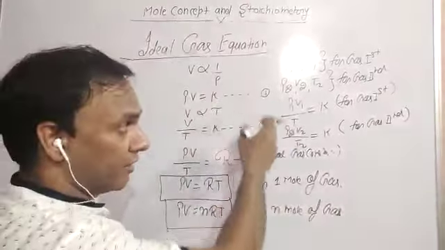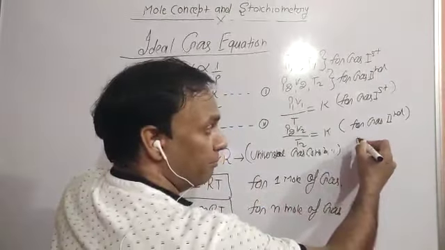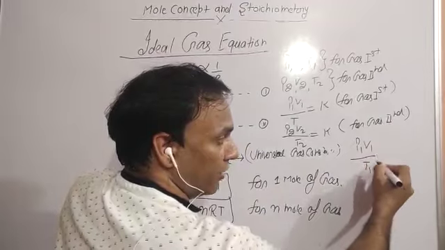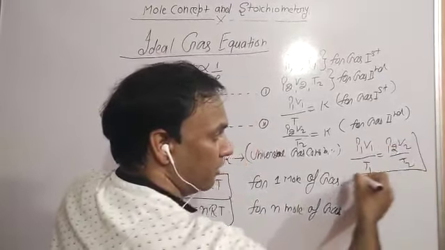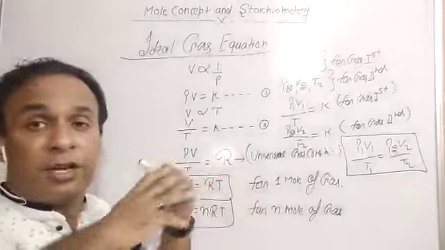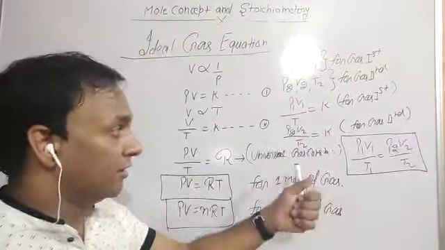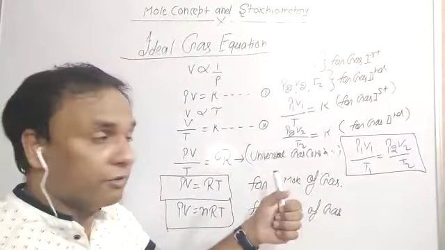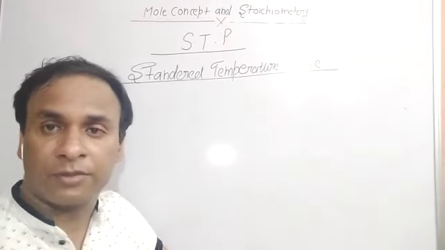Clear? Now we can compare these two relationships. Now we get the formula P1 V1 upon T1 equals P2 V2 upon T2. We get the relationship between pressure, volume and temperature of two different gases. This is the ideal gas equation. With the help of this equation, we solve the numericals.